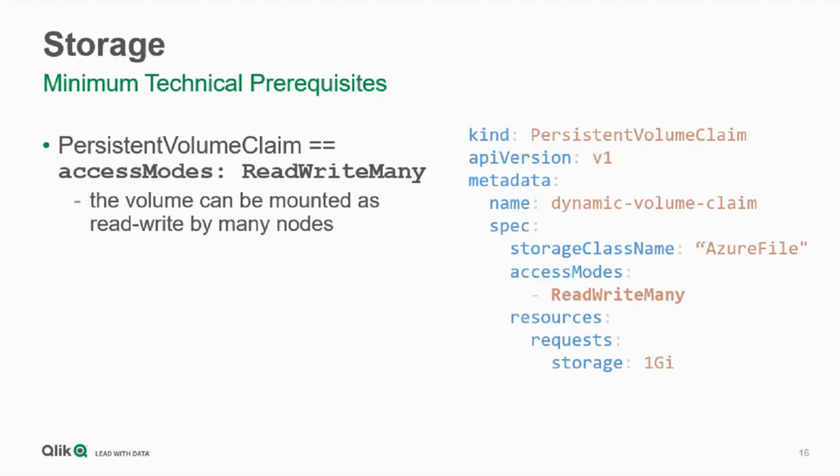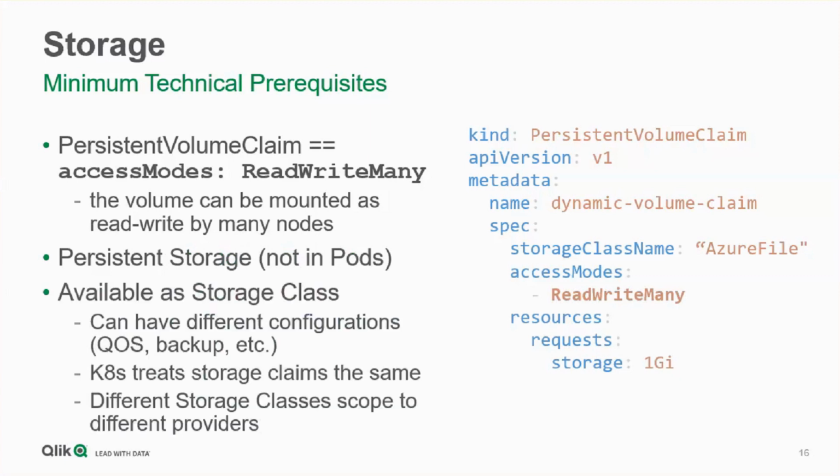What read-write many is, is it allows a specific volume in the Kubernetes environment to be mounted to many pods, right? So the way that Qlik Sense Enterprise on Kubernetes leverages storage is that all of these pods are talking to one set of storage. This is persistent storage, right? So this is not storage that's being located in a pod. This is storage that is being mounted to a storage class in your infrastructure.